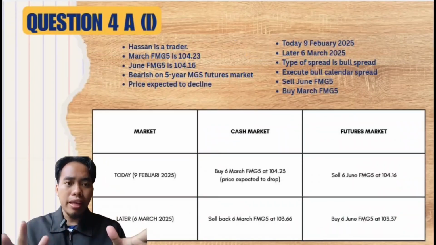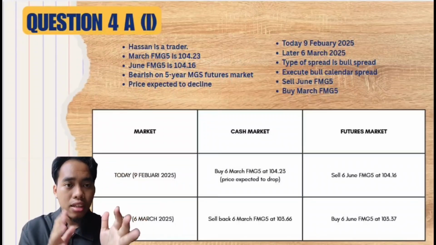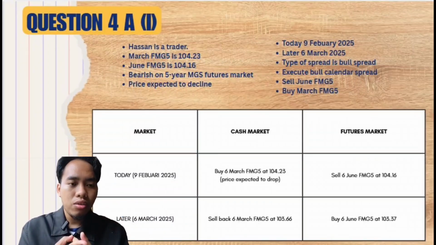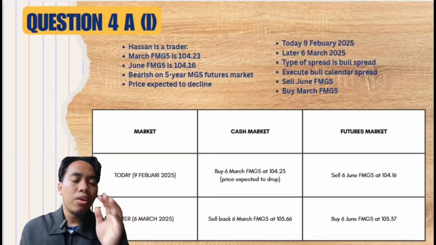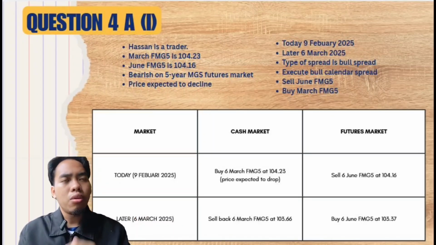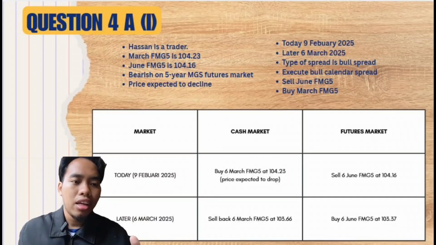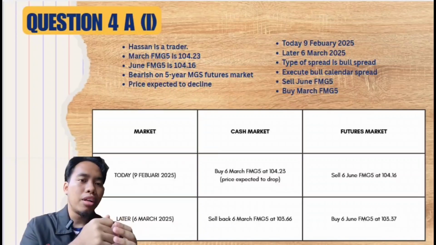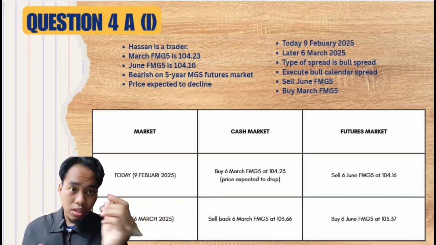Firstly, we need to explain the outline and know what is in the question. So firstly, we know that Hassan is a trader, and that March FMG5 is at index point 104.23 and June FMG5 is at 104.16. We also know he is bearish on the 5-year MGS futures market, so the price is expected to decline. Our today is 9 February 2025 and our later date is 6 March 2025.